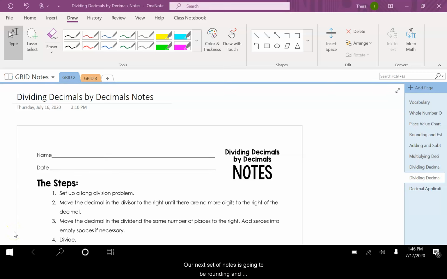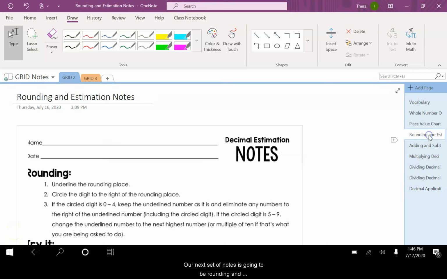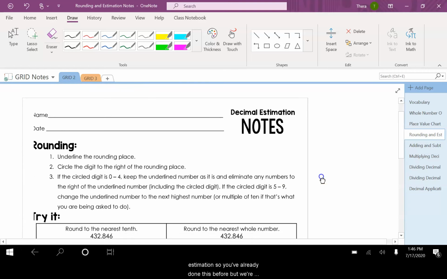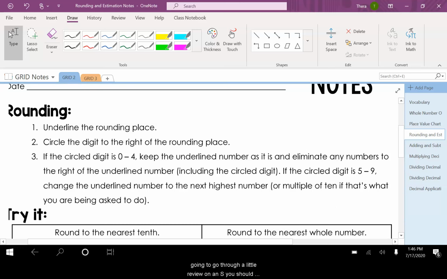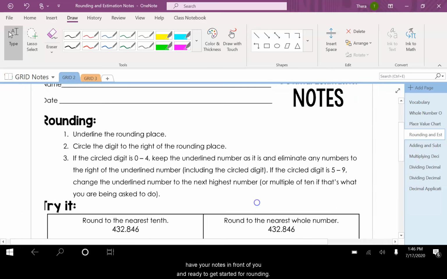Our next set of notes is going to be rounding and estimation. So you've already done this before, but we're going to go through a little review on this. You should have your notes in front of you and ready to get started.